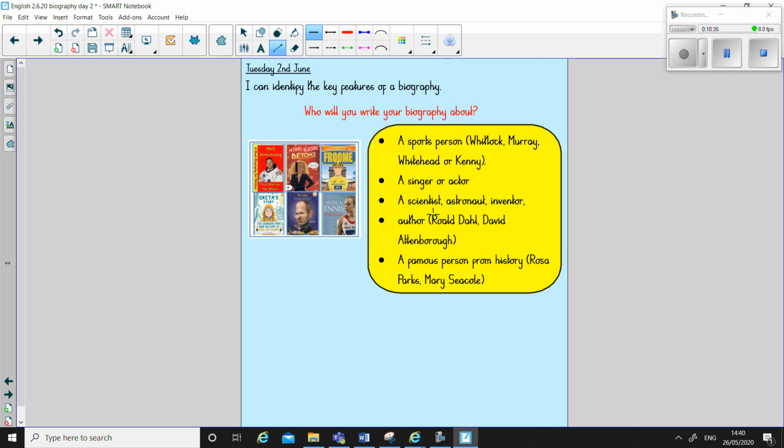Oh, sorry, that shouldn't be in a separate bullet point. An author like Roald Dahl or David Attenborough, he's a scientist and a naturalist, isn't he? So it could be anybody you are interested in. A famous person from history, Rosa Parks or Mary Seacole. If you don't know who they are, why don't you look them up and decide whether you would like to do your biography about them instead. So lots of ideas then. Have a think. Who are you interested in? Totally up to you. I'm not going to tell you who you need to do at all.